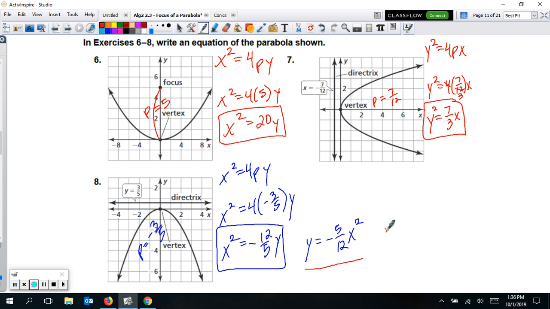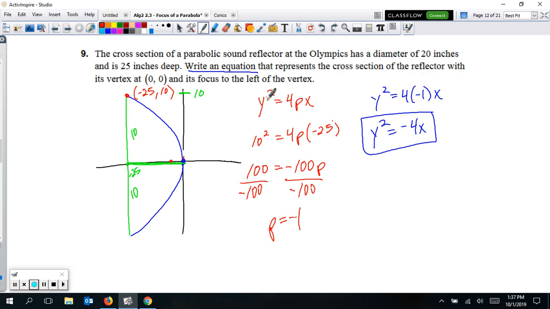All right, we just have one more to look at. This won't take long. But this is the one that talks about a cross-section. You can see right away in number 9. It says the cross-section of a parabolic sound reflector. So it gives it kind of more in the real-life situation here. So here I'll just let you see it. So we're at the Olympics. We got this sound reflector. It has a 20-inch diameter, and it's 12 inches deep.